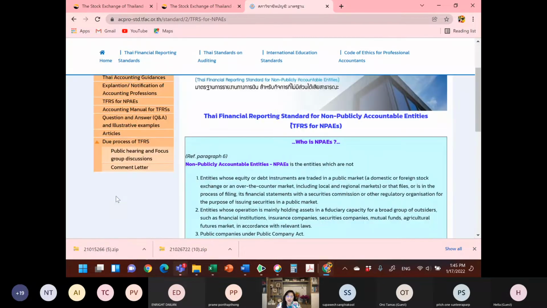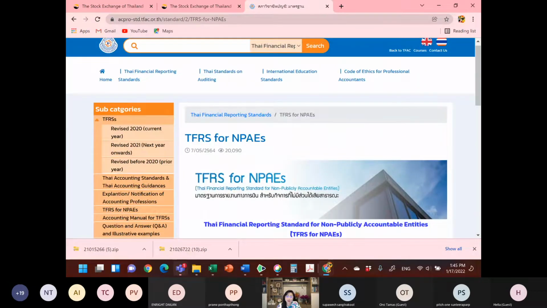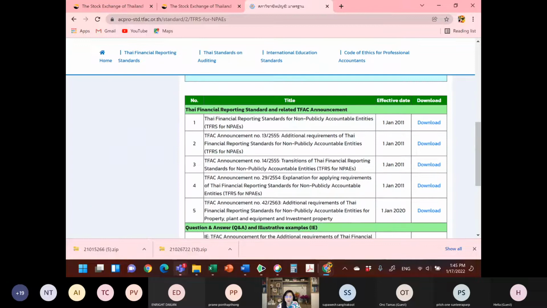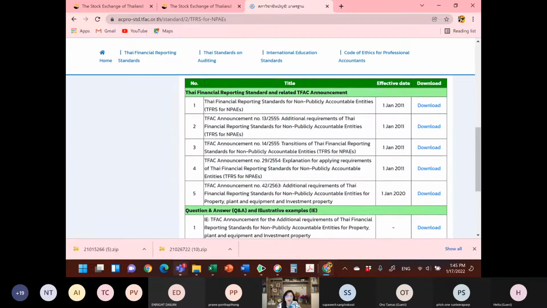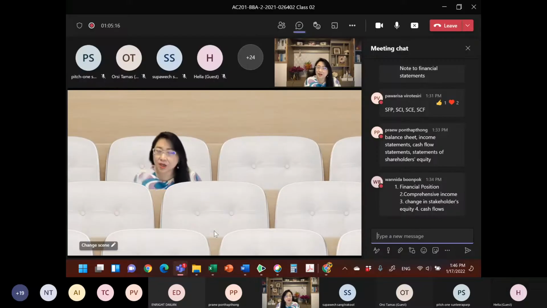If you click on that, you get to see the TFRS for NPAEs, and there would be only a short list. Kenny, there will be a short list of the standards that you have to follow. I would have to say this is much simpler, less complicated, and less of a burden to the company.